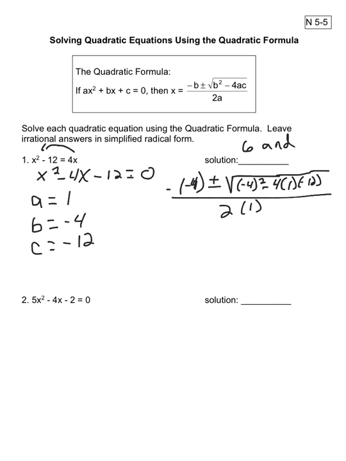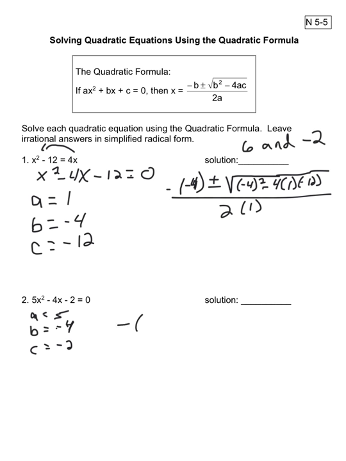Hit enter. And negative 2 is my other answer. Boom. Too easy. Okay. So far, so easy. All right. Number 2. Is it an A, B, C order? Yes. What is my A? 5. What is my B? Negative 4. What is my C? Negative 2. Boom. Ready to put it into the formula.